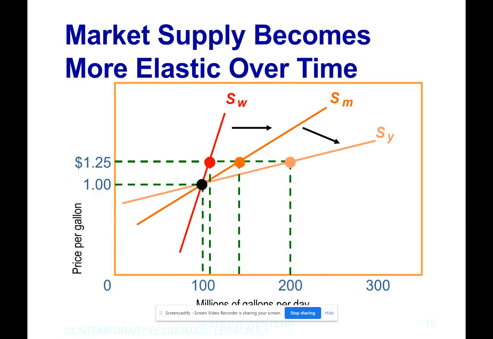So look here. The market supply becomes more elastic over time. So we're looking at the price per gallon here, and we are looking at the price per gallon for, let's say, gas. We will see that millions of gallons per day will steadily increase horizontally, right? We see that it becomes more elastic over time because producers see the value in it and will produce more of it as time goes on.